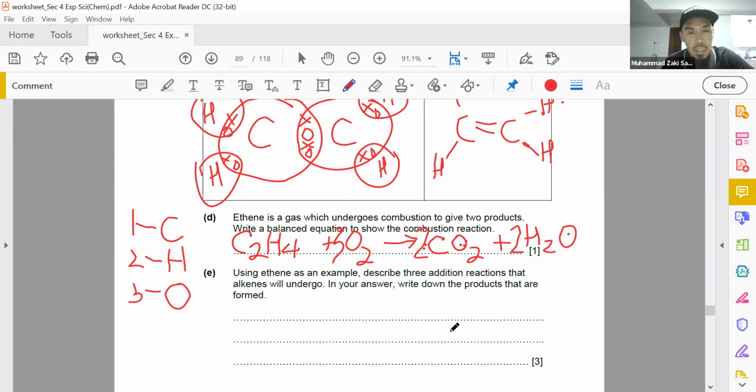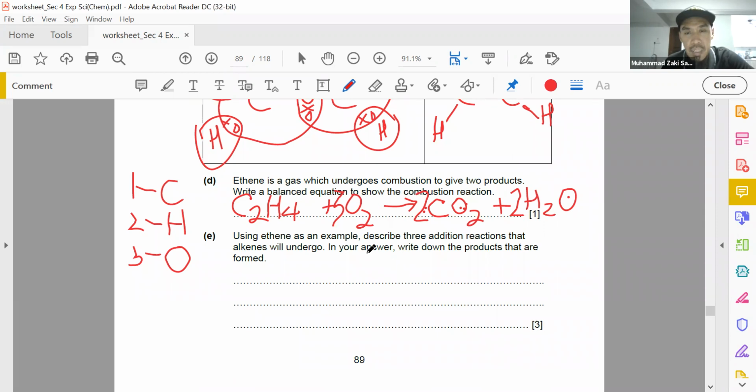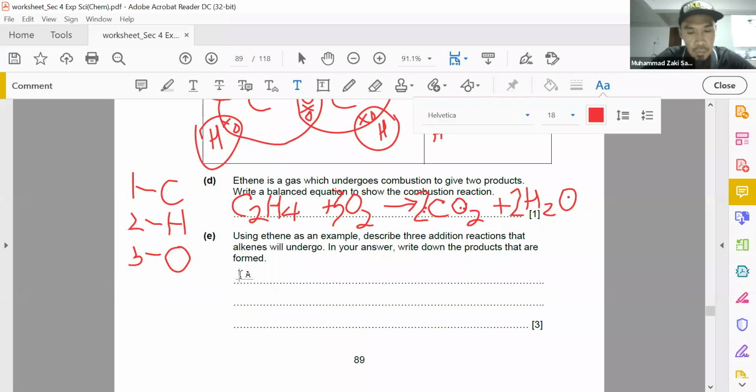Okay, next question. Using ethene as an example, describe 3 addition reactions that alkenes undergo. In the reactions, write down the products that are formed. What are the addition reactions? Number 1, hydrogenation. So ethene undergoes hydrogenation to form, to produce ethane. You don't need to write down the conditions for this case.